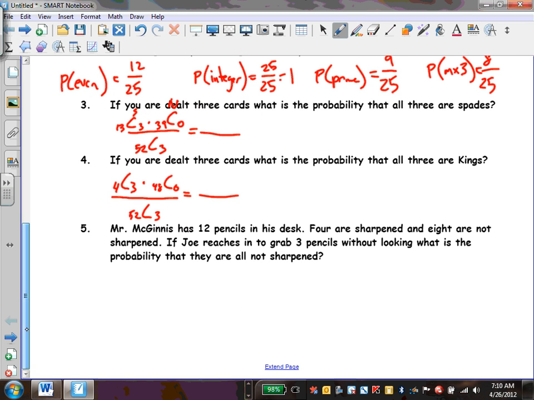All right, let's go ahead and take a look at number 5. Mr. McGinnis has 12 pencils in his desk. 4 are sharpened, 8 are not sharpened, very similar to the first one. If Joe reaches in and grabs 3 pencils without looking, what's the probability that all are not sharpened?